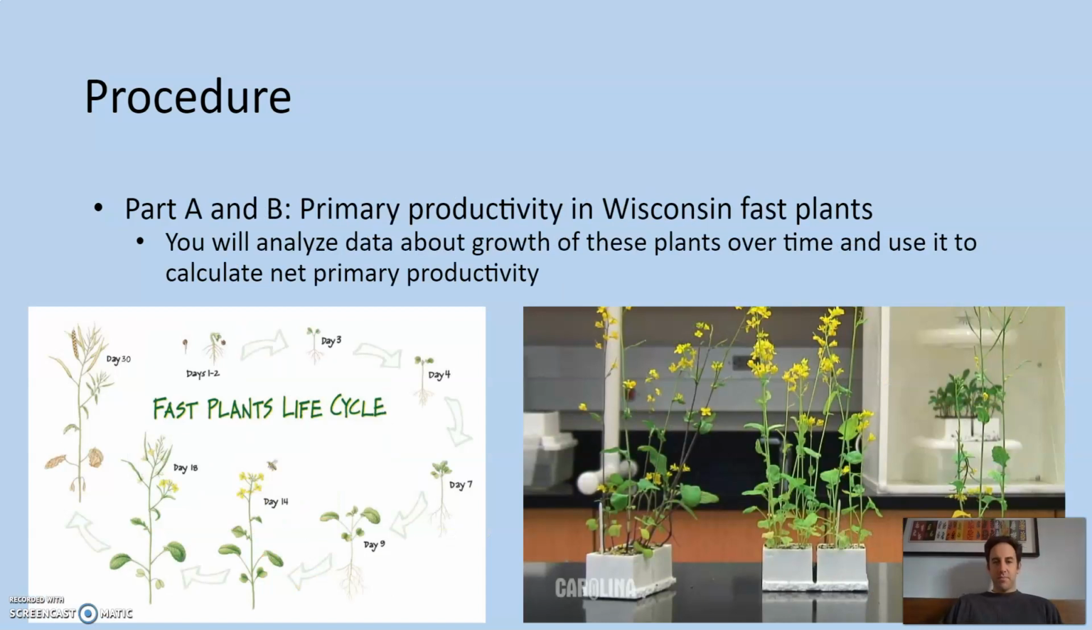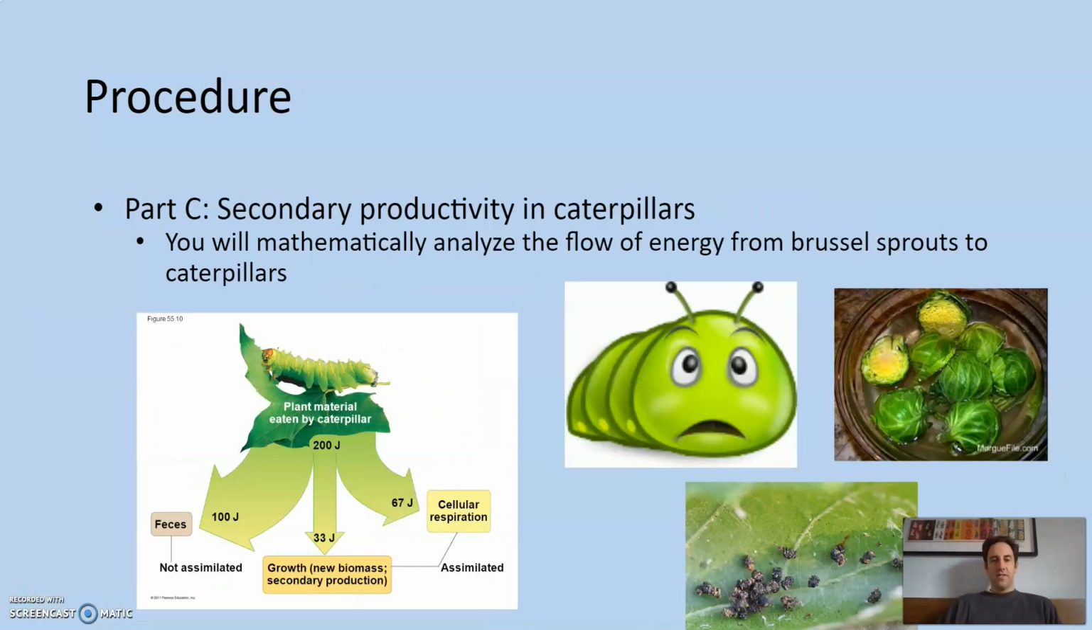So remember, primary productivity is the amount of energy that plants are able to capture from the sun and convert into biomass. Secondary productivity is the amount of energy that an animal, in this case a caterpillar larva, is able to convert from the plants that it's eating. So we're going to see that flow. So here's a diagram that shows what happens to that energy.